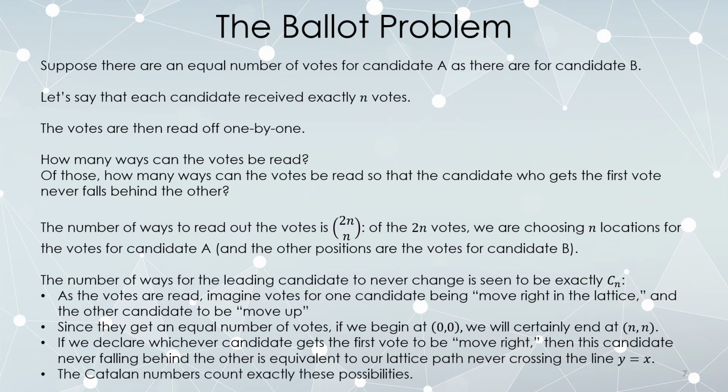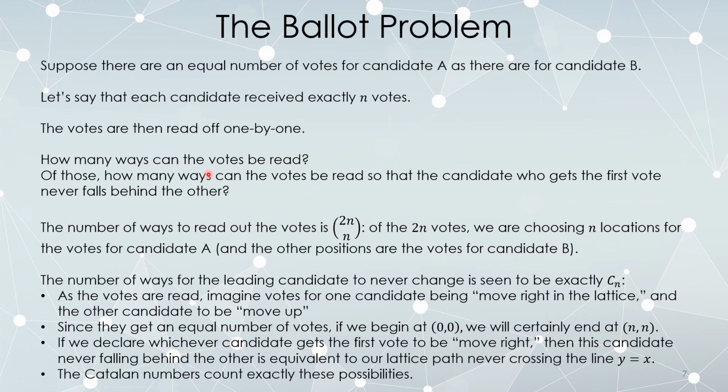And that's exactly what Catalan numbers counted, the number of increasing lattice paths that go from 0, 0 to n, n without ever crossing the line y equals x. So the Catalan numbers actually tell us how many ways we can read out the ballots, assuming both candidates got an equal number, so that the person who receives the first vote is never behind.